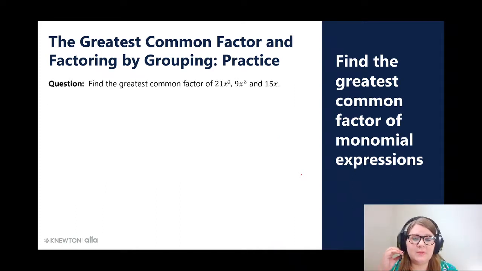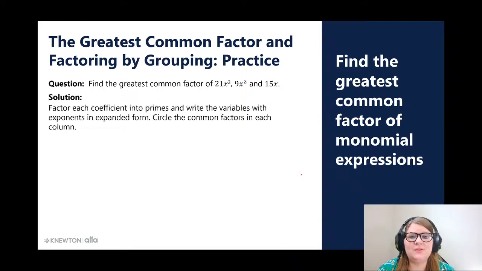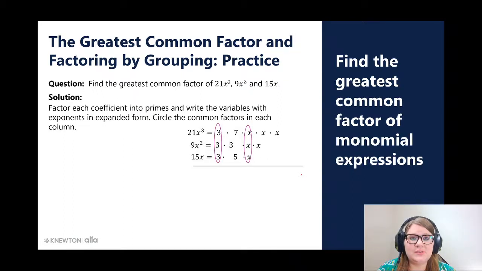Now let's try another one. What if we have three terms? 21x cubed, 9x squared, 15x. Well, the great news is it's the exact same setup. You're still going to completely factor each term. So for example, 21x cubed, you can write as 3 times 7 times x times x times x. 9x squared, you'll write as 3 times 3 times x times x. And 15x, you'll do 3 times 5 times x.